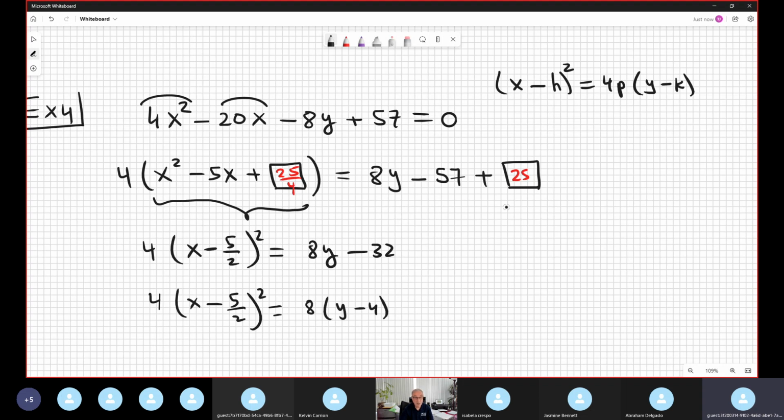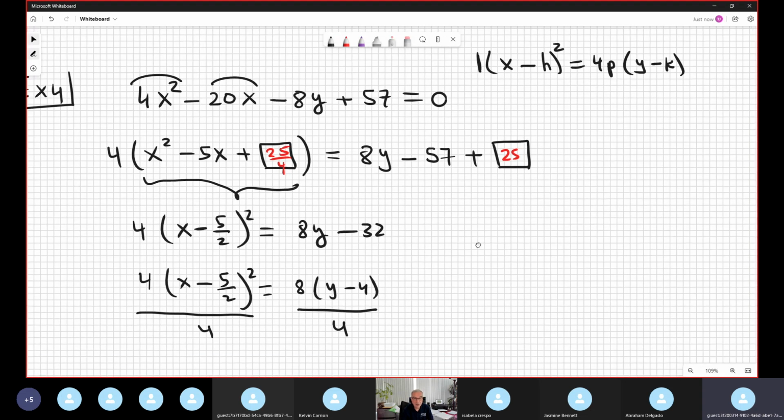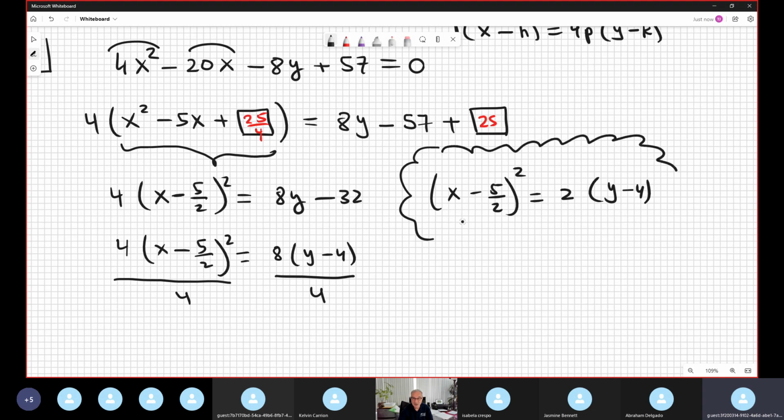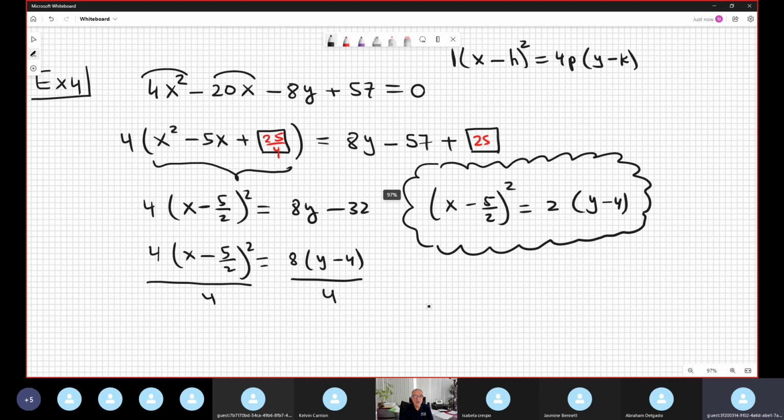Make sense? But remember, in my equation, the coefficient here is 1. No number is allowed, so you divide by 4. Definitely, my equation is x minus 5 over 2 squared equal to y minus 4. Wow, amazing. Guys, and this is 100% equivalent. Algebraically, it's the same equation as the ugly original equation that nobody understands.